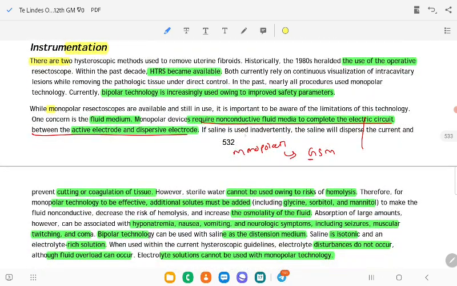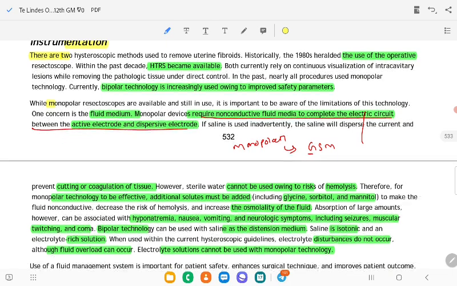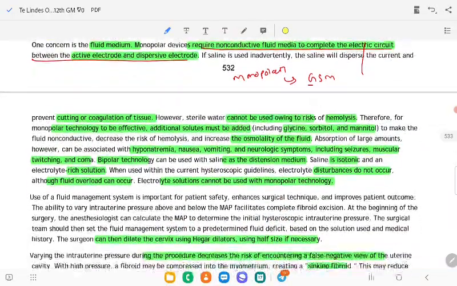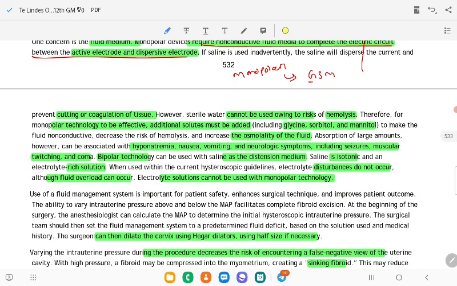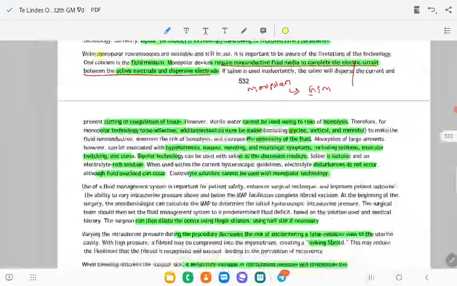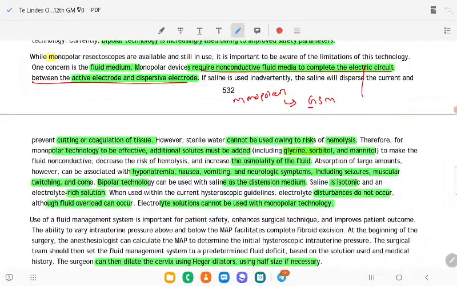If you inadvertently use saline, the saline disperses the current and prevents clotting and coagulation of the tissue. However, sterile water cannot be used because it will cause hemolysis. Therefore, an effective additive solute may be added, like glycine, sorbitol, mannitol, to make the fluid non-conductive and decrease the risk of hemolysis, increasing the osmolality of the fluid.